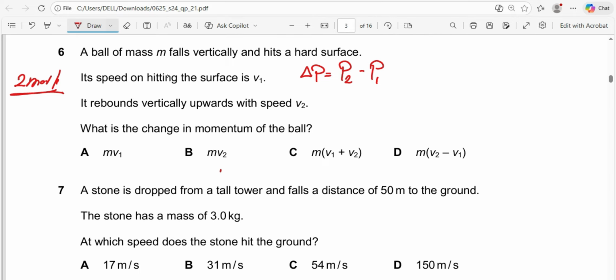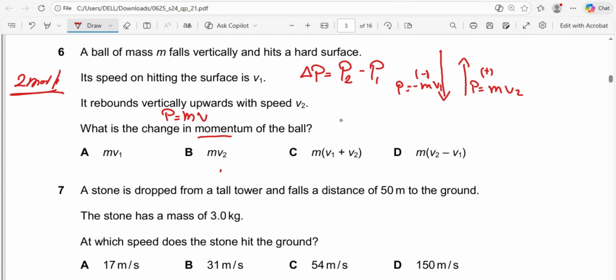All of you know that momentum is considered a vector physical quantity, because momentum is equal to mass times velocity, and velocity is a vector. So we should keep in mind the direction of the moving object. When the ball is hitting the ground, it moves in a negative direction, so its momentum is equal to negative mv1. And when it rebounds upward, the object moves in a positive direction, the opposite direction, so the momentum will be positive mv2.